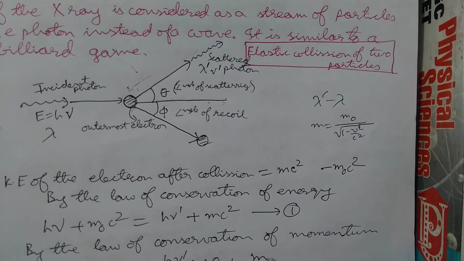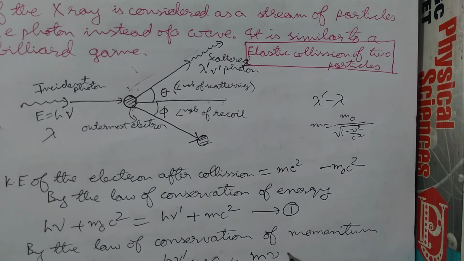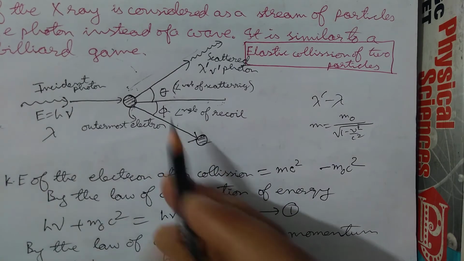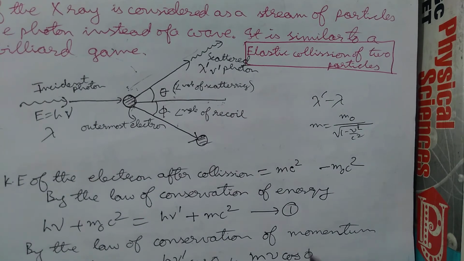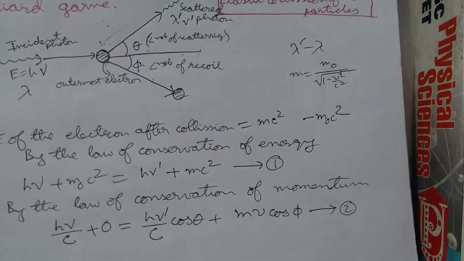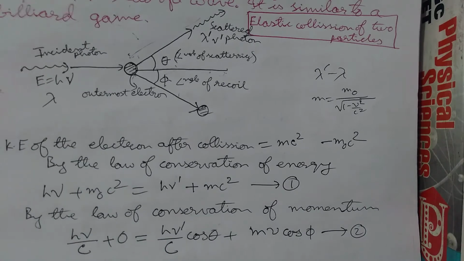Its mass is m, say, and its velocity is v, so the momentum is mv, and this angle is called the angle of recoil, so this component is mv cos phi. Let this be equation number 2.